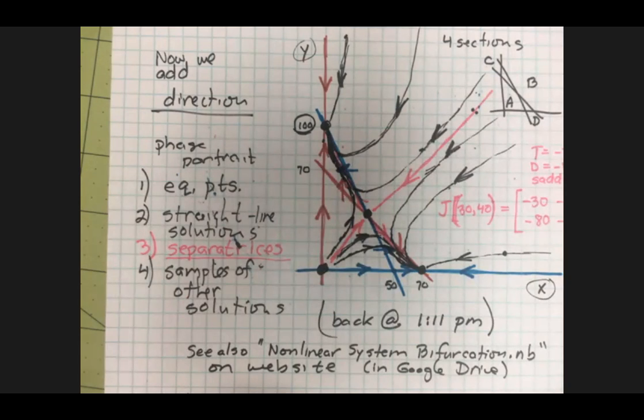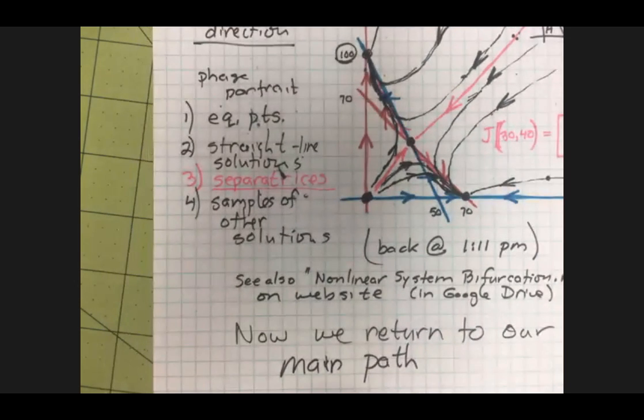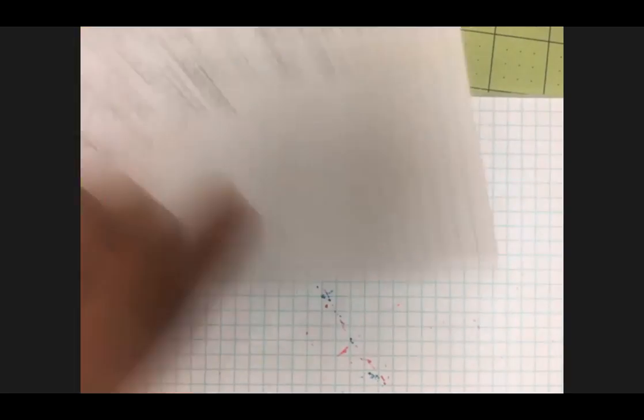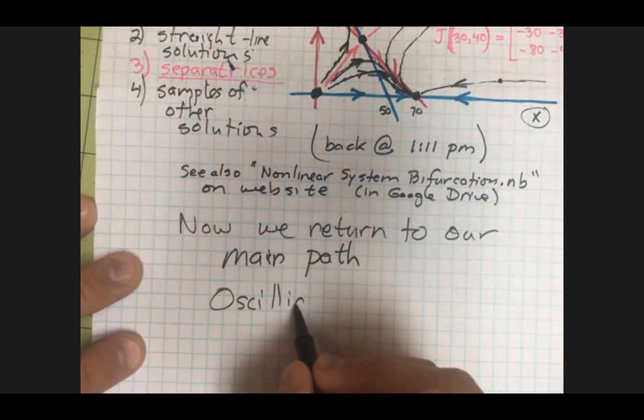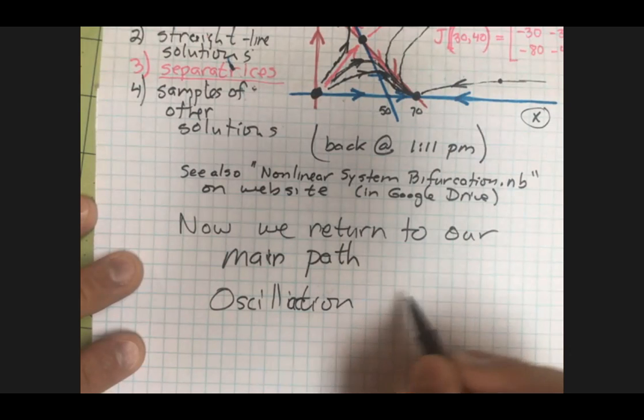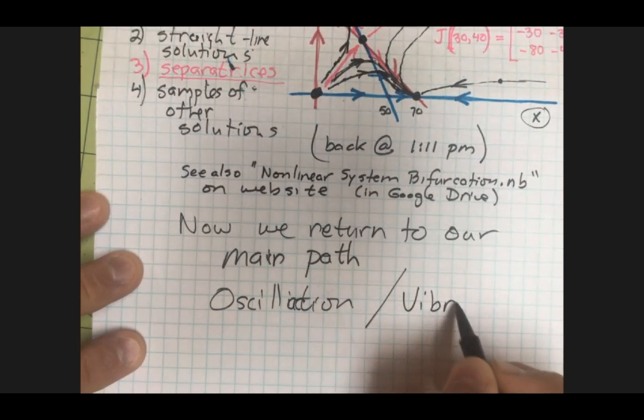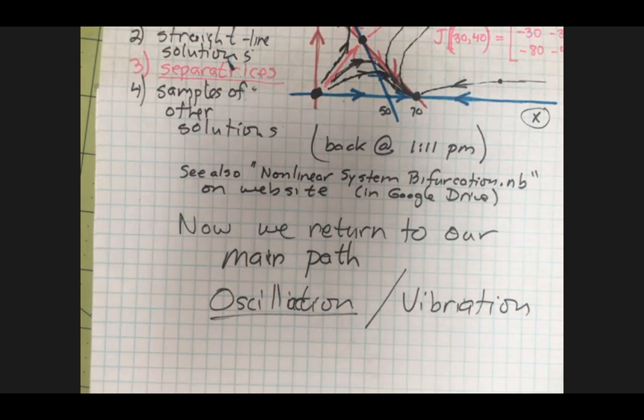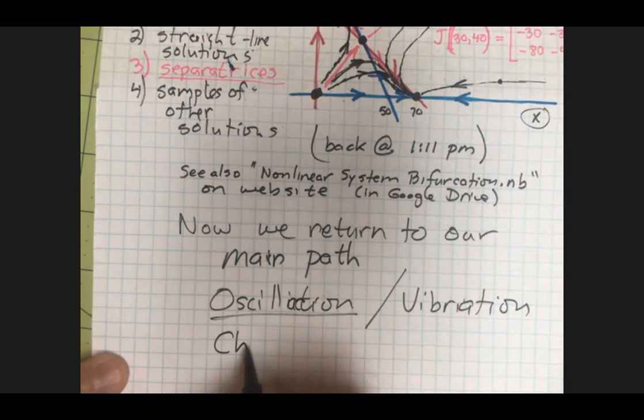Okay, now we return to our main path. All right, get off paper, move up. Oscillation, or you could say vibration. Oscillation is the more scientific word here. Chapter 4.